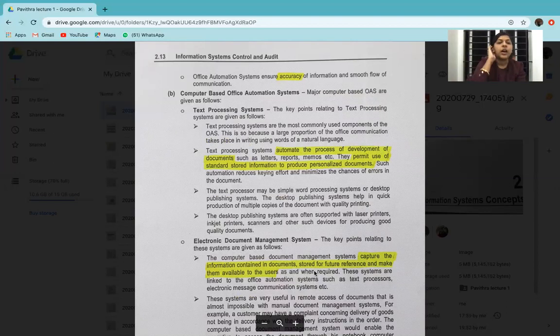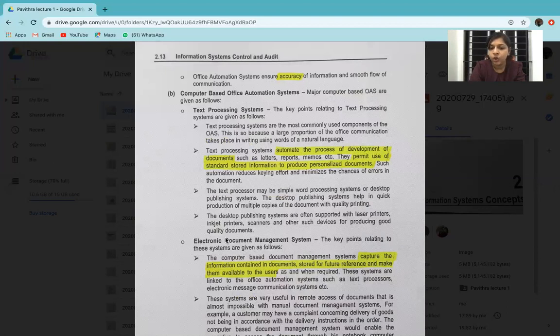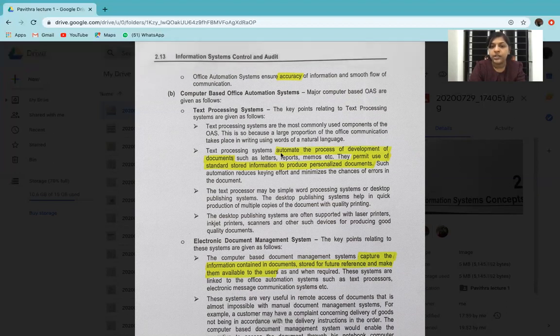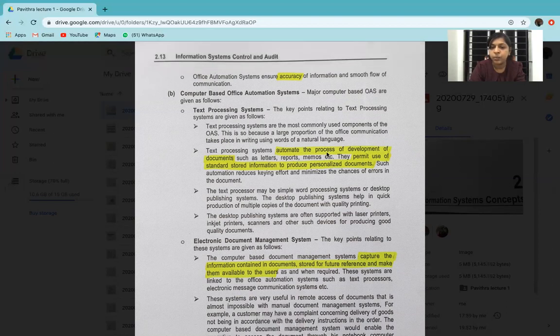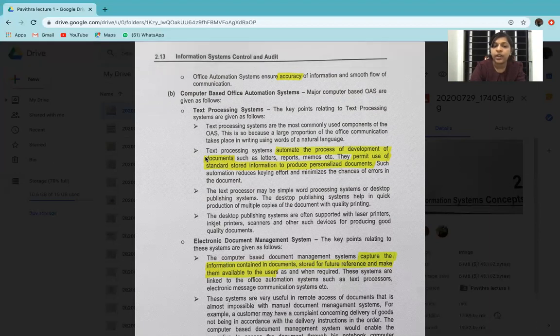Next, what is a computer-based office automation system? We have the text processing system and we have the electronic document management system. What is a text processing system? It is a component of office automation system, and here the text processing system automates the process of development of a document. It takes the information that is pre-stored in your system, and permits use of standard stored information to produce generalized documents.